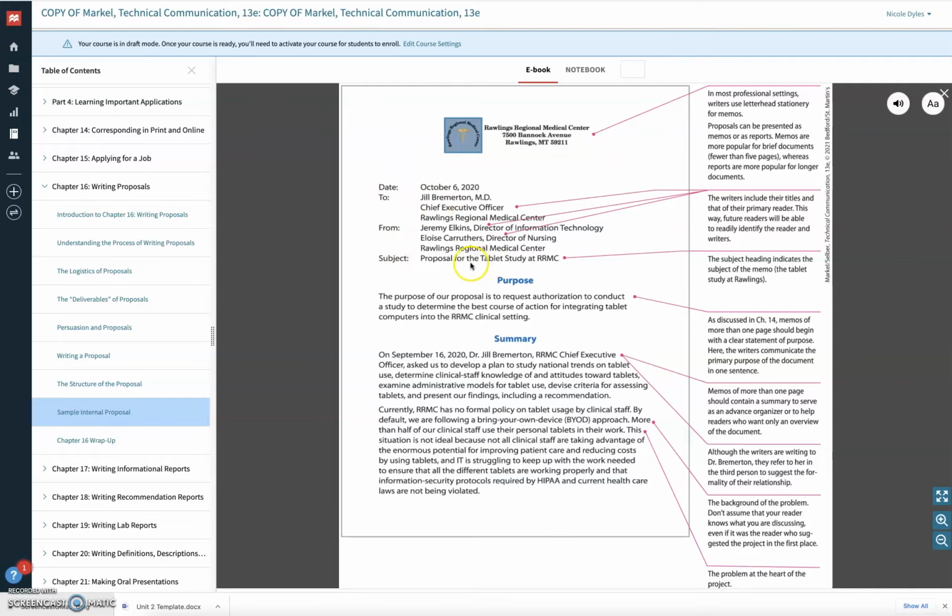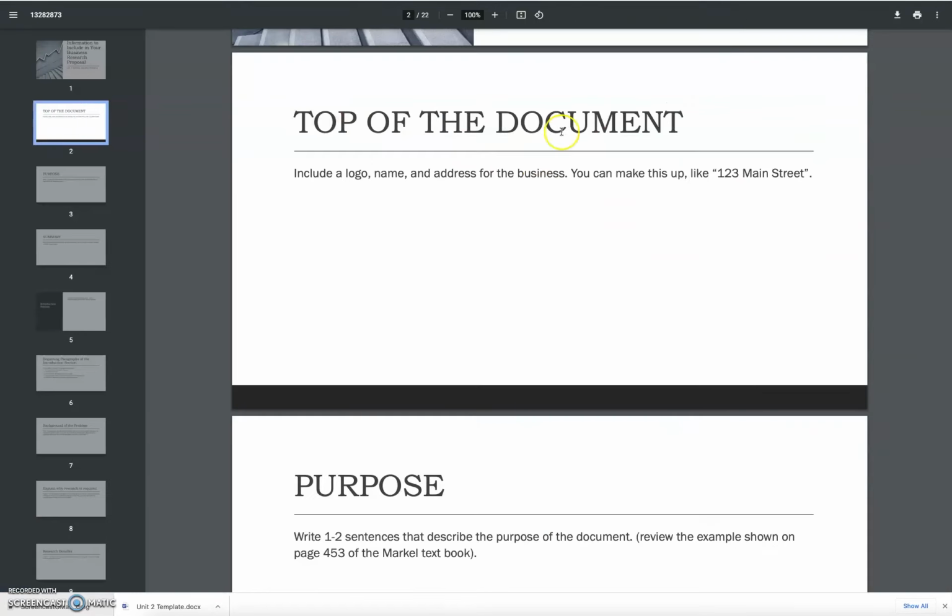You can make all of this up. The from is you, so your name, and you can give yourself a title. And then the to, you can make it up as like Nicole Dials, instructor, whatever, and then the person that works at the business. The business is up here at top. So you're just basically mimicking very simple business style letterhead and memo style writing, which you can read more about on the side.